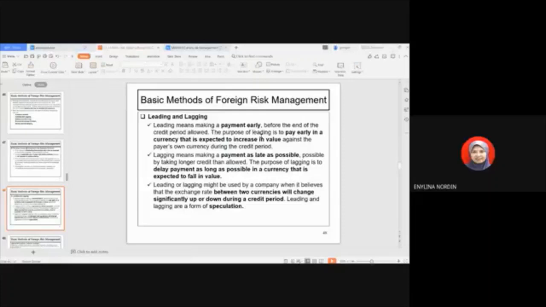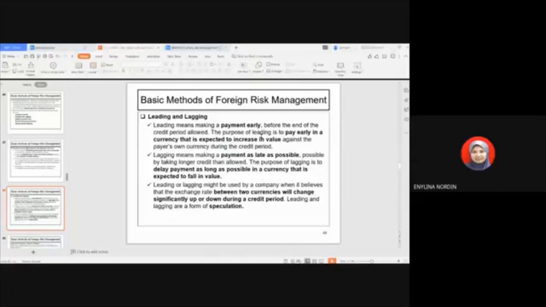So that's why you do the bidding, where you convert the ringgit Malaysia to Singapore dollars as soon as possible. And then we go to lagging. Lagging here means making a payment as late as possible. That is, the company delays the payment in the currency that is expected to depreciate, that is to be weakened against your own currency.